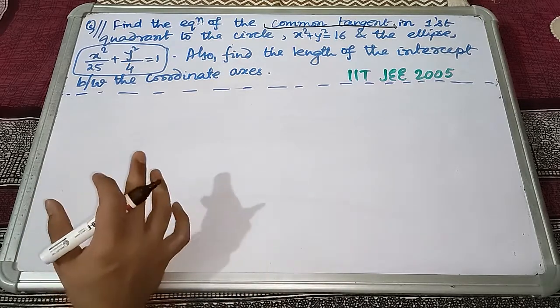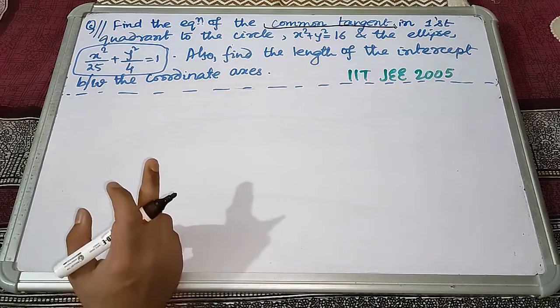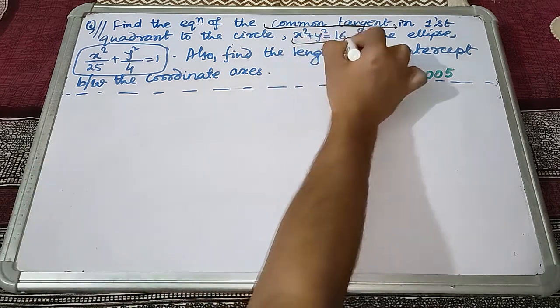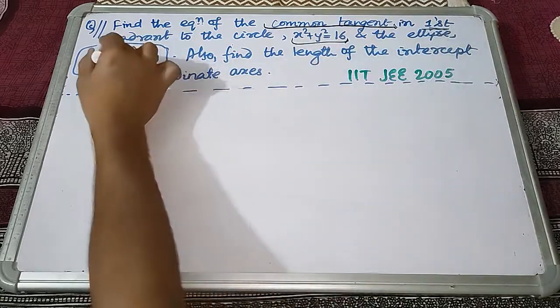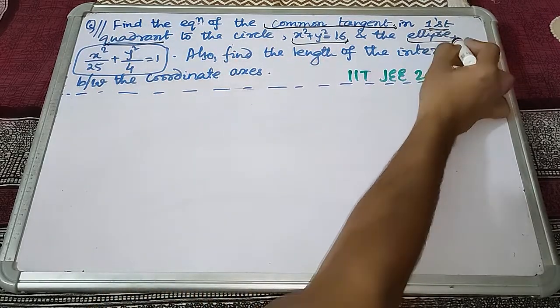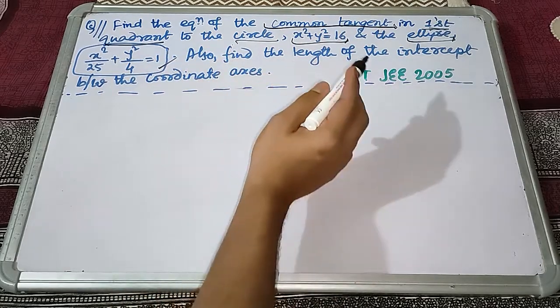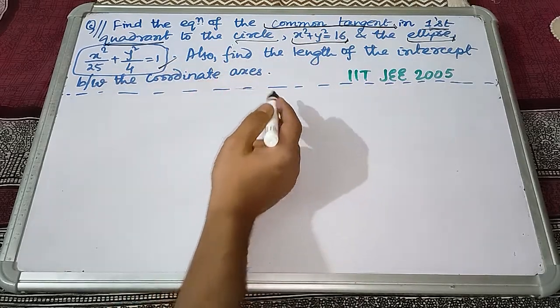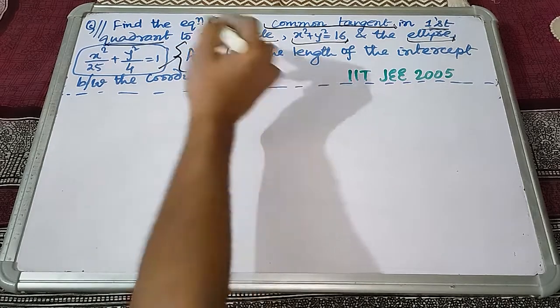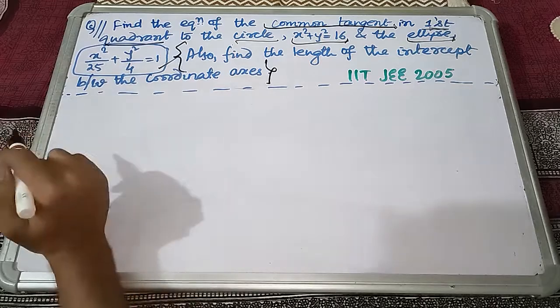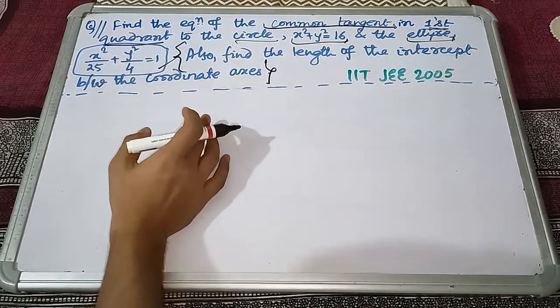What is the question? Find the equation of the common tangent in the first quadrant to the circle x square plus y square equals 16. First quadrant was important. And the ellipse. Circle and ellipse, see the combination. Also find the length of the intercept between the coordinate axes. This is a secondary question. If you are able to solve the first part, the second part is a cakewalk. Let us solve the first part nicely, then we will also solve the second part.